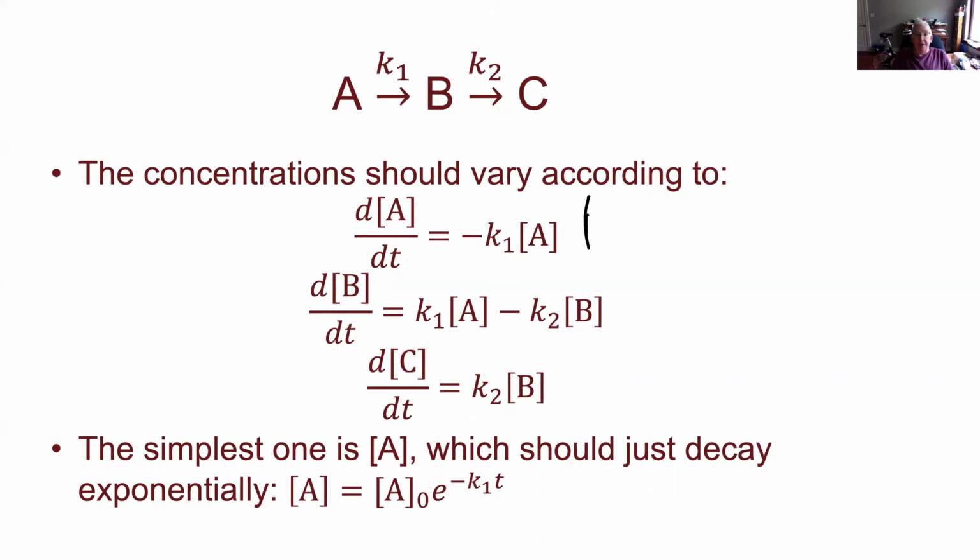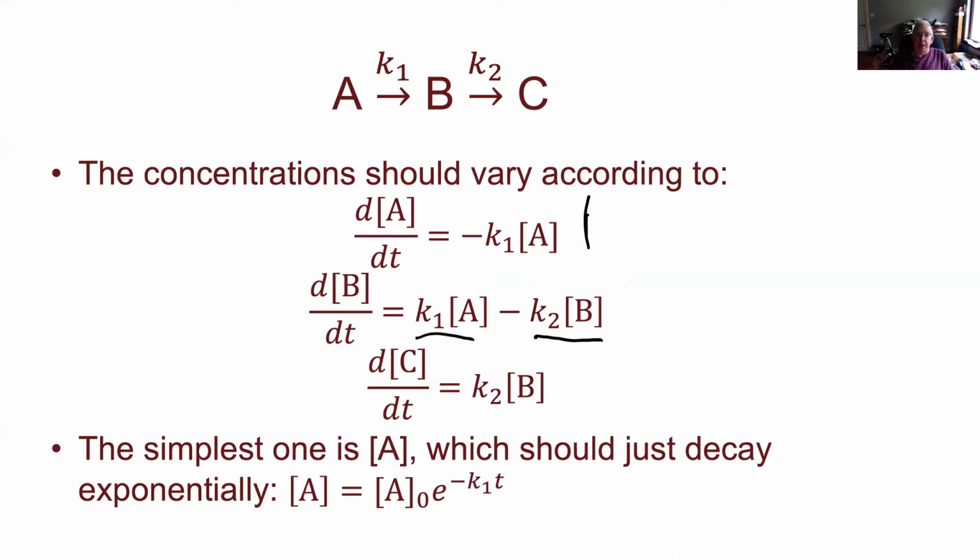B is the more interesting one, because B is being produced and it's being consumed. So it's got a source, which is the first term here, k1[A]. That's positive because that's increasing the concentration of B. And it's got a sink, which is minus k2[B]. That term is negative because that's diminishing the amount of B on hand.